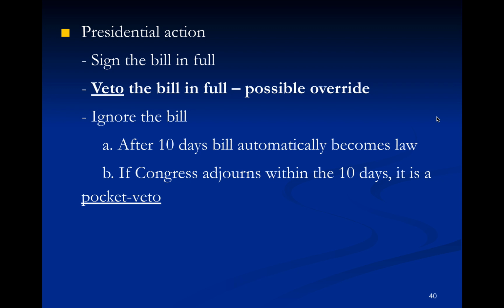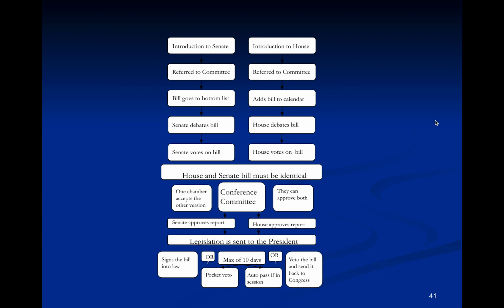Ignoring the bill for these 10 days is kind of a low-level, down-low way of having a president either make the law automatically become law without him having to put his name on it, or without him having to do some type of public veto. So on your worksheet, you do have a maximum of 10 days, which can lead to a pocket veto or an automatic pass into law if Congress is in session.